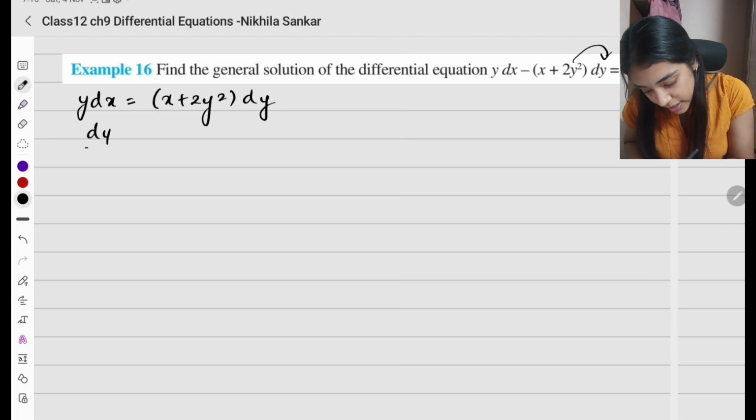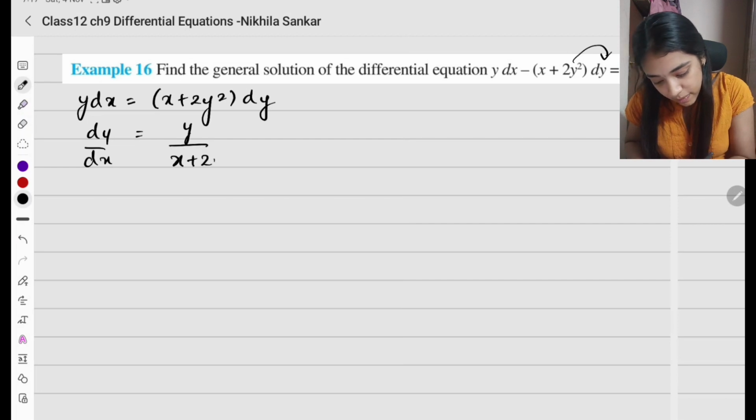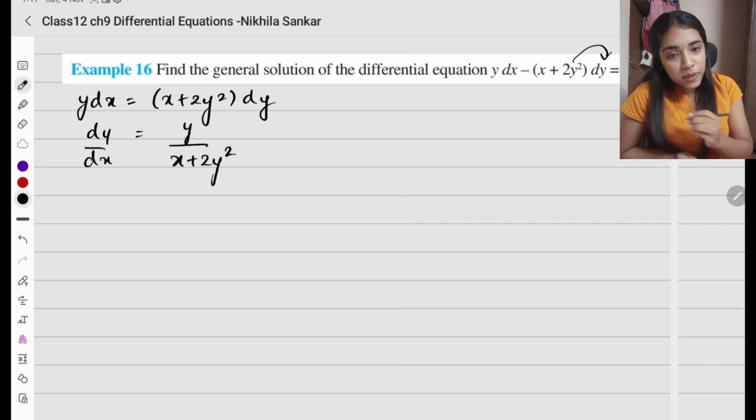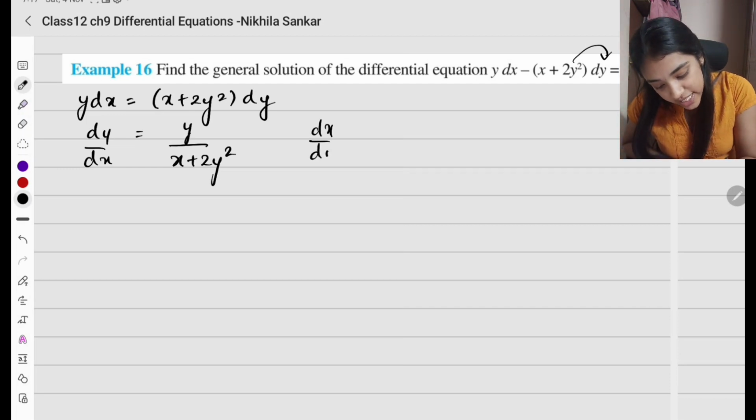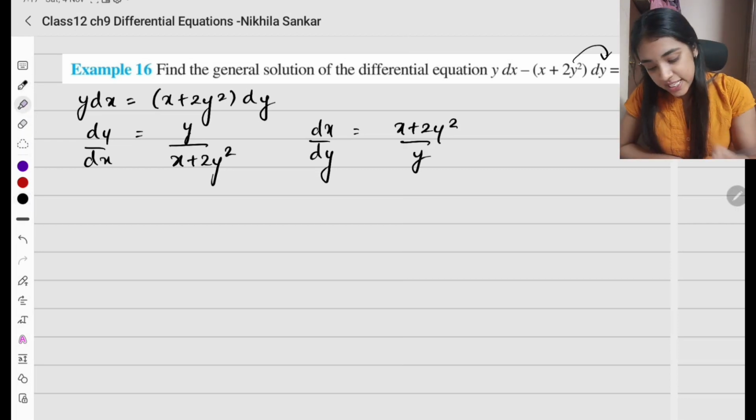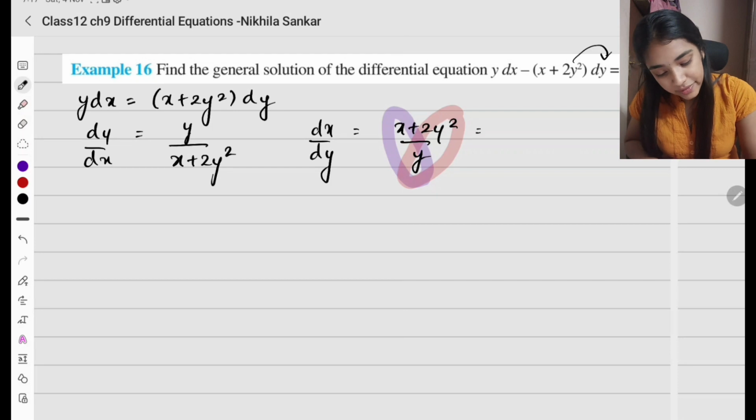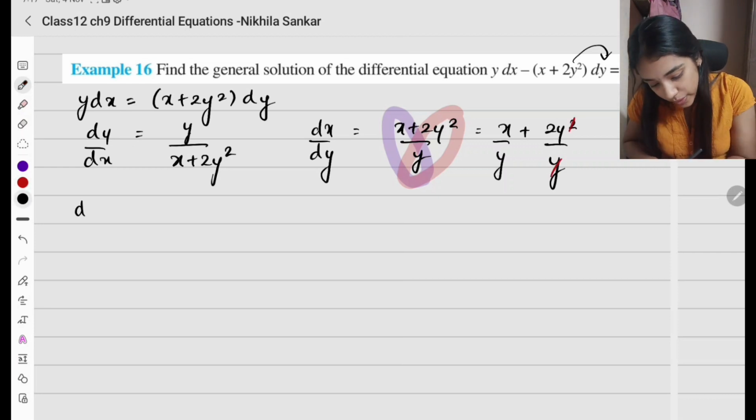Now, I'm going to write dy by dx equals y divided by x plus 2y square. In this form it is difficult to split. So what am I going to do? I'm going to write it as dx by dy equals x plus 2y square divided by y. Now it is easier to split. I can split this particular term and this particular term with a plus symbol in between. So what do I have? x divided by y plus 2y square divided by y. This one power of y cancels. So now I have dx by dy equals x by y plus 2y.